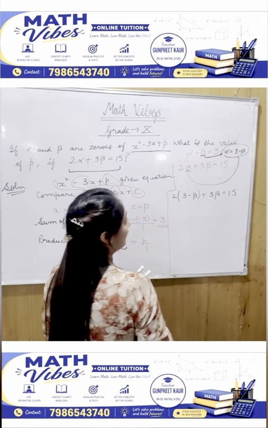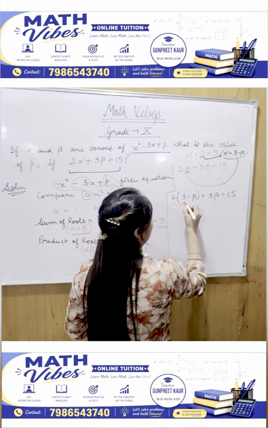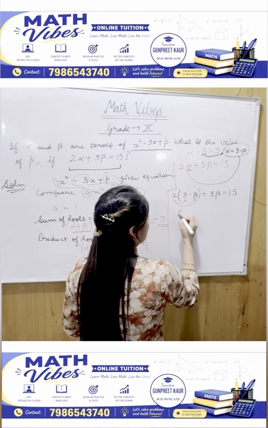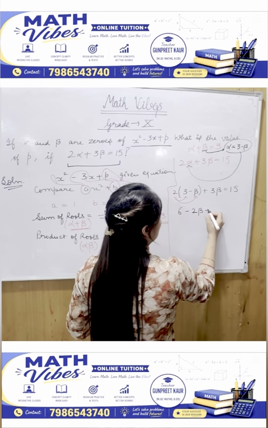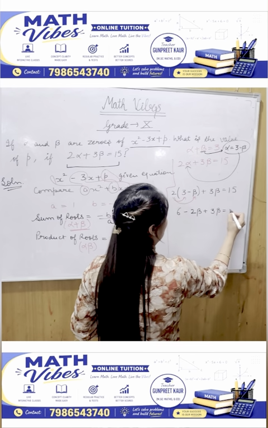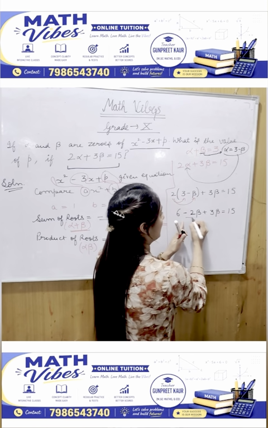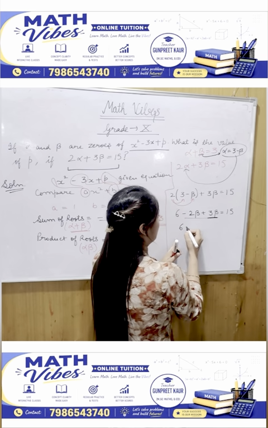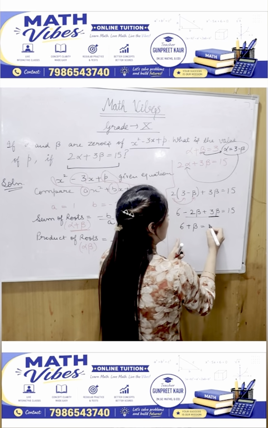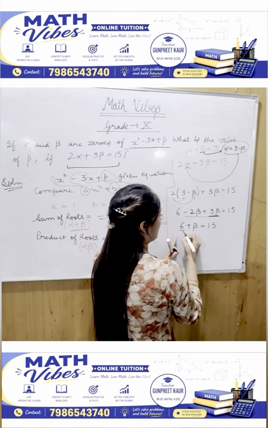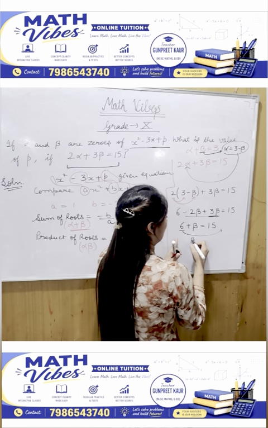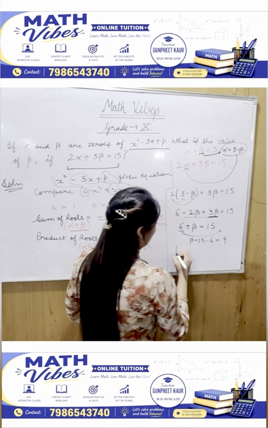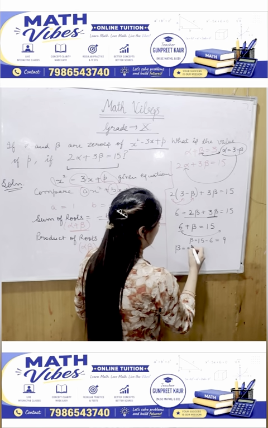Okay. Now we will multiply the brackets. 2 into 3 and 2 into minus beta. It will be 6 minus 2 beta plus 3 beta is equal to 15. See here, plus minus minus, but sign of the greater digit 3, it will be 6 plus beta is equal to 15. This 6 will move to the right side. It will be beta is equal to 15 minus 6 is equal to 9. So we find the value for beta is equal to 9.